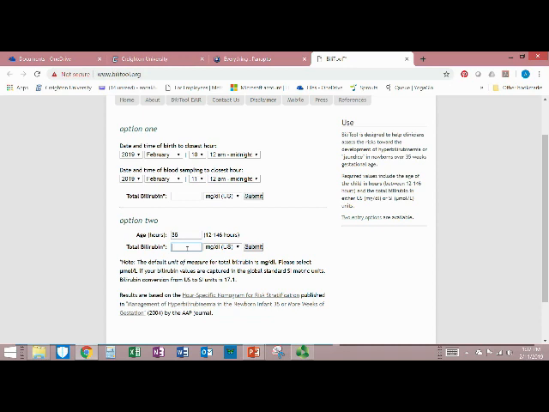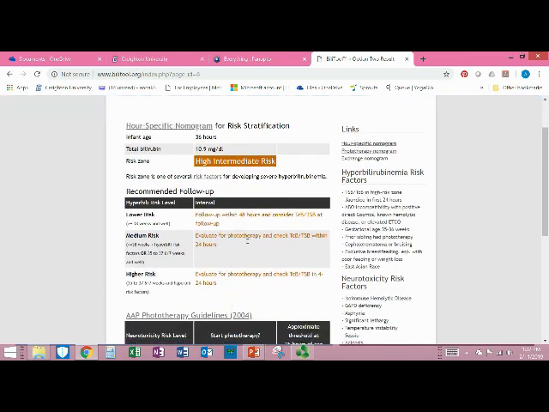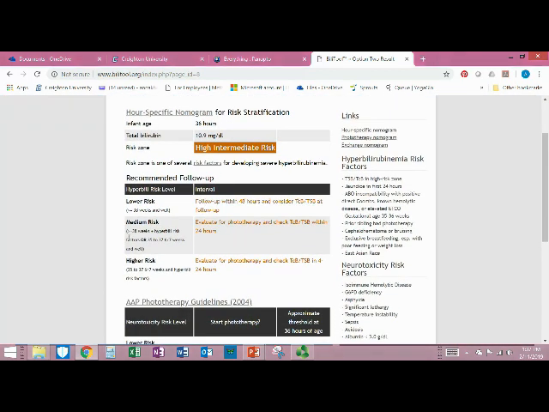Let's just say the bilirubin's 10.9. You hit submit. And it is saying that this baby that's 36 hours old, that's got a bilirubin of 10.9, is high intermediate risk. And then you can come down here, and it gives this recommended follow-up, for when to evaluate your total serum bili, or TC bili.